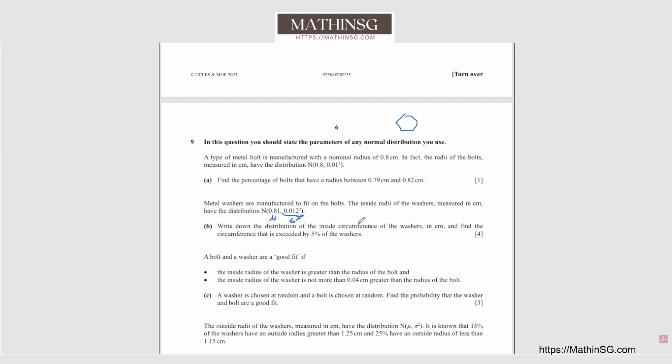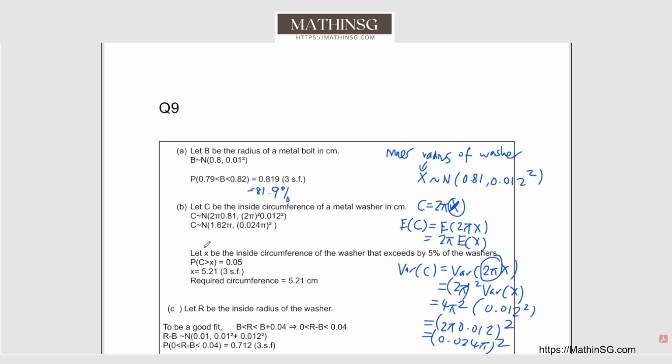Next, we are asked to write down the distribution of the inside circumference of the washer, which we have done, and then find the circumference that is exceeded by 5% of the washers. So in other words, they are asking us to find the value of C, the value of x, where the probability is equal to 0.05. So use your inverse norm with this as your mean and 0.024 pi as your standard deviation, and you'll get x equal to 5.21. So the required circumference will be 5.21 cm.